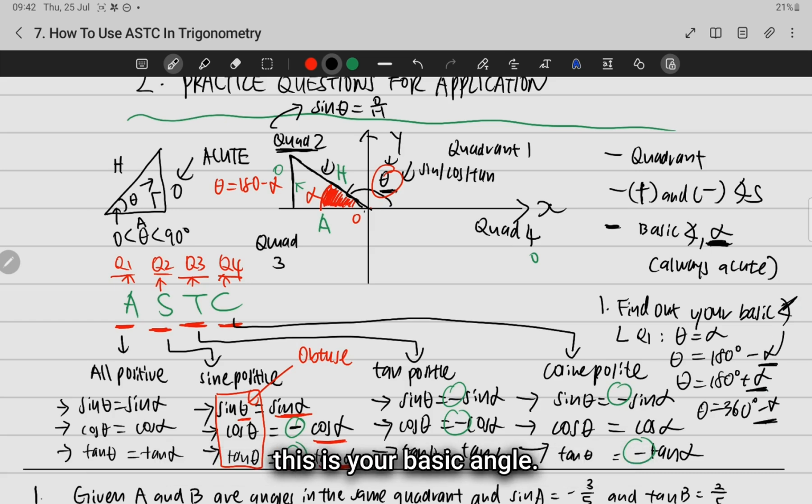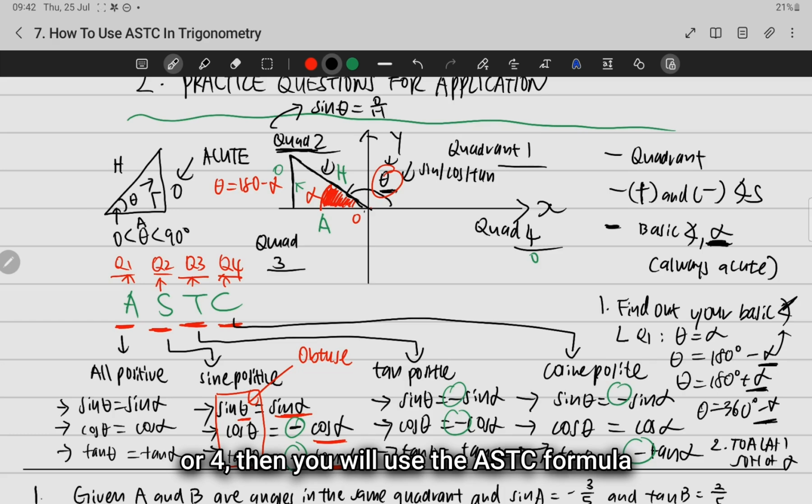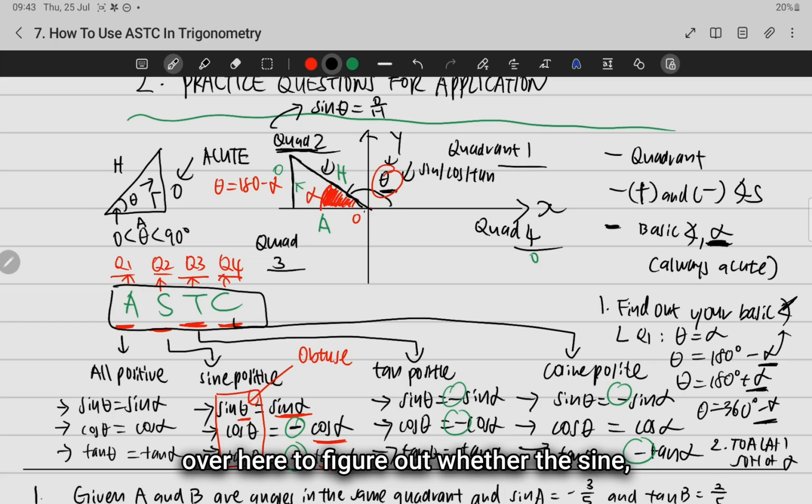And then this is your basic angle. And once you find out your basic angle, then you proceed to find out the trigo ratio of your basic angle. And once you find that, depending on which quadrant it is, whether it's quadrant 1, 2, 3, or 4, then you will use the ASTC formula over here to figure out whether the sine, cosine, or tangent of theta equals the positive or the negative of the basic angle. And that's exactly how you use the concept of ASTC in trigonometry.